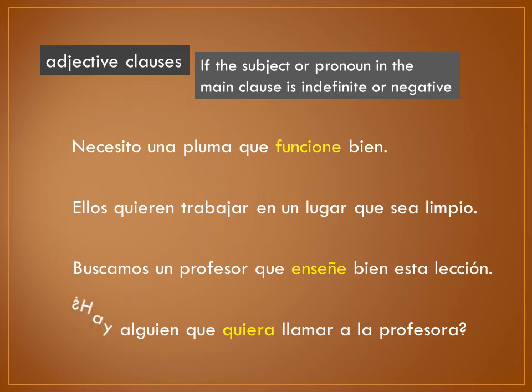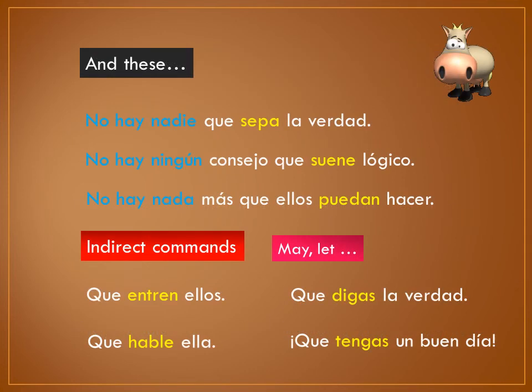Earlier we were looking for a man to mow lawns. Buscamos un hombre que corte, subjunctive. But if somebody knew of one or had one, he would say, tengo un hombre que corta the lawn, and that would be the indicative. Here, nobody, nothing, or none signal the subjunctive.